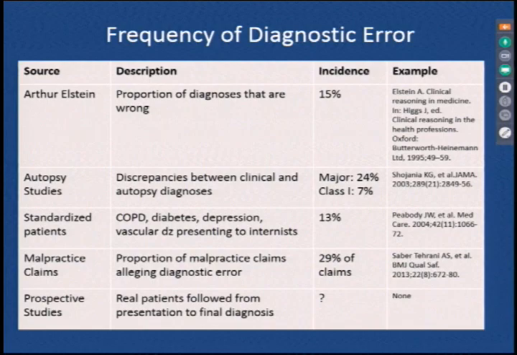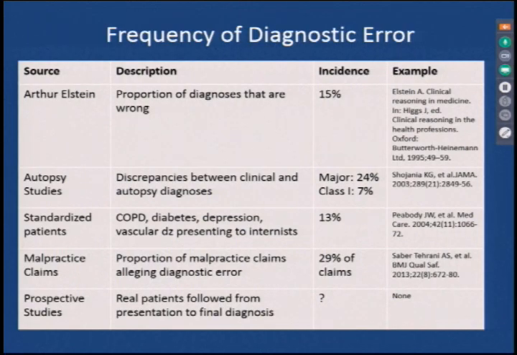And said, nobody really knows how often doctors make a diagnostic error, but it's probably about 15% of the time. This was just sort of an off the top of his head guess. The other way to get at this is to look at autopsy studies. Obviously, there's a big bias with that. Not everybody who dies gets an autopsy. Not everybody who has a diagnosis dies. Well, they all die, but not from the error.